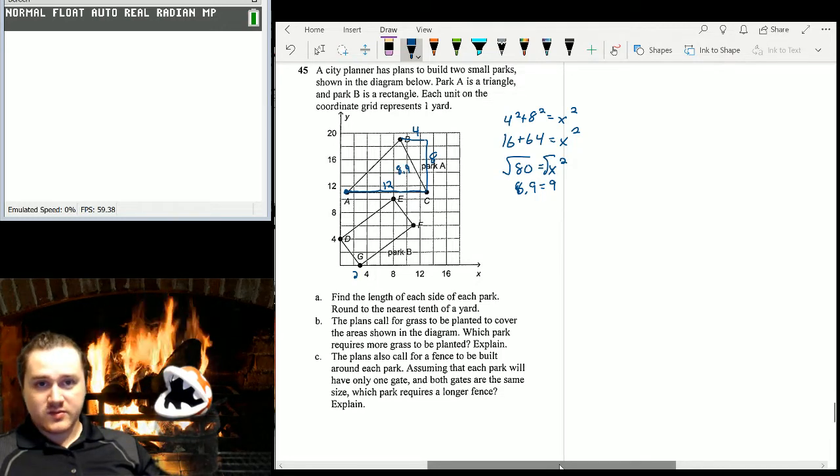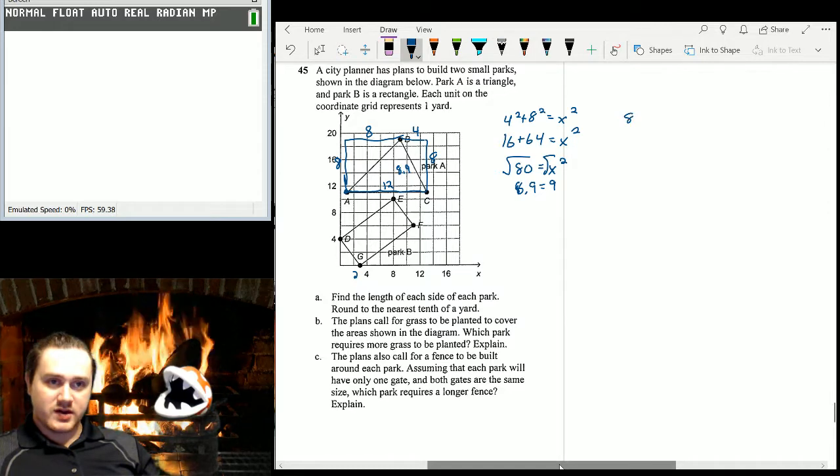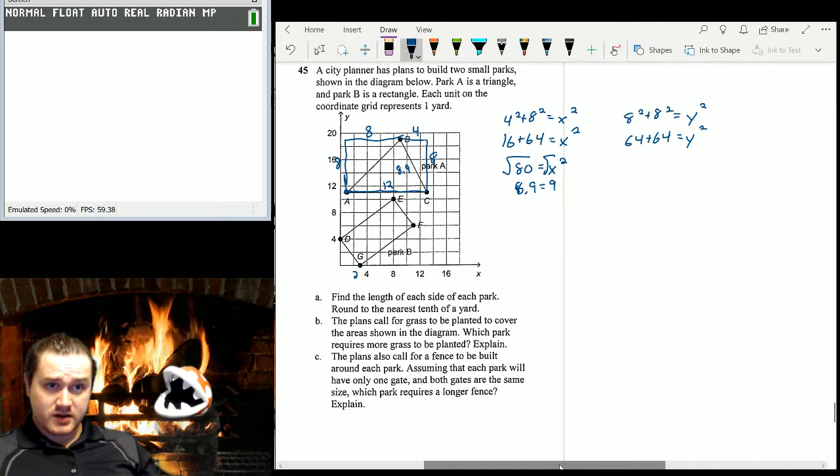Now we still have more that we have to do. We already know that the height of this one would be 8 because it matches up the other side. But the other way, the width, 1, 2, 3, 4, 5, 6, 7, 8. So it's 8 by 8 on this one. So we have to set up another one. 8 squared plus 8 squared equals, and we'll go with y squared this time. 64 plus 64 equals y squared. 128 equals y squared.